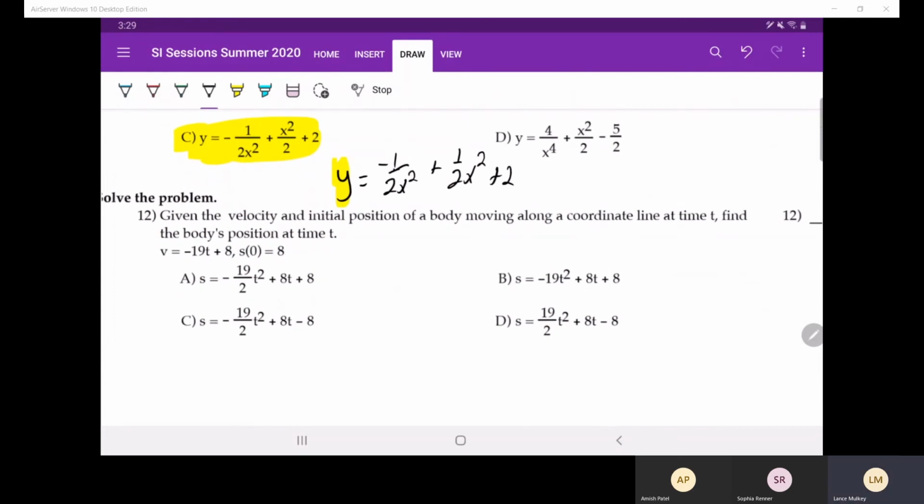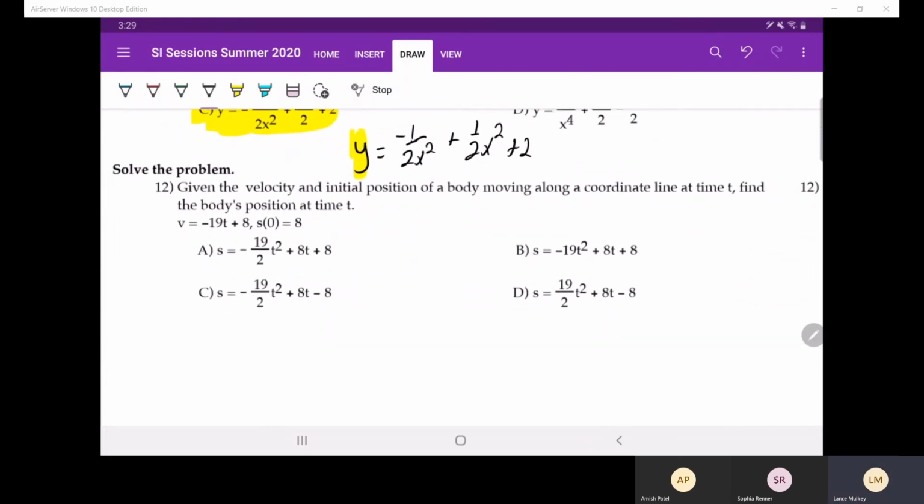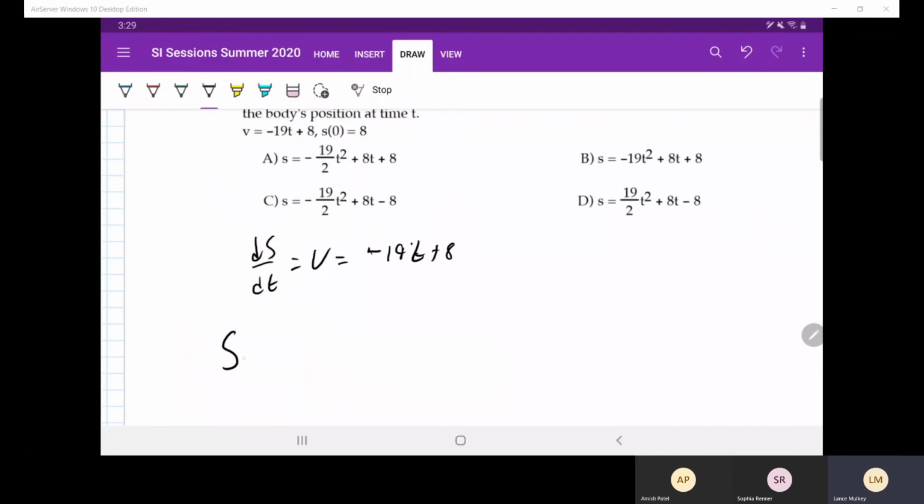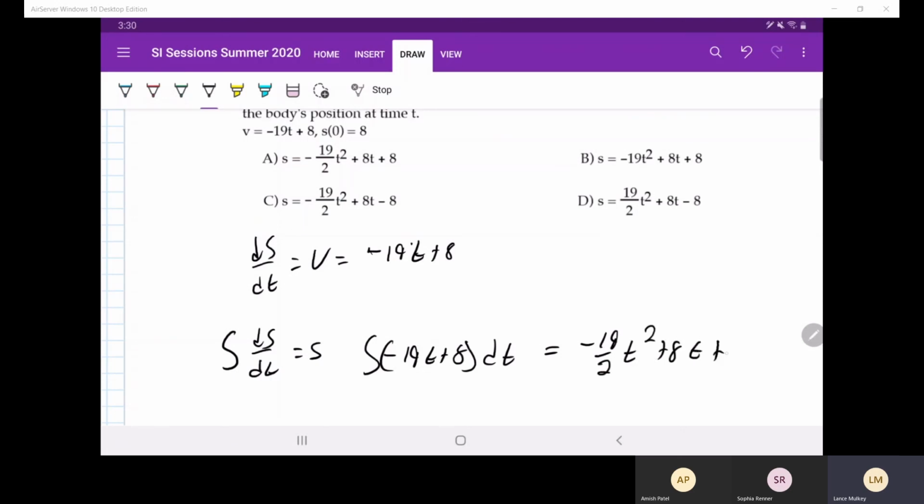Given the velocity of a body moving along the coordinate line t, find the body's position at time t. So ds dt equals v, and that equals negative 19t plus 8. So the integral of ds dt equals s. So the integral of negative 19t plus 8 dt equals negative 19 over 2 t squared plus 8t plus c.